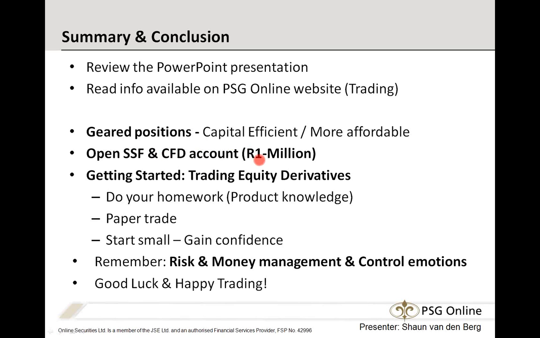We allow up to R1 million exposure. So you put it on 100,000 Rand, we'll give you up to R1 million exposure, combined between single stock futures and CFDs, without asking for a balance sheet. More than R1 million, obviously we want more collateral, be it a share portfolio or additional funds.